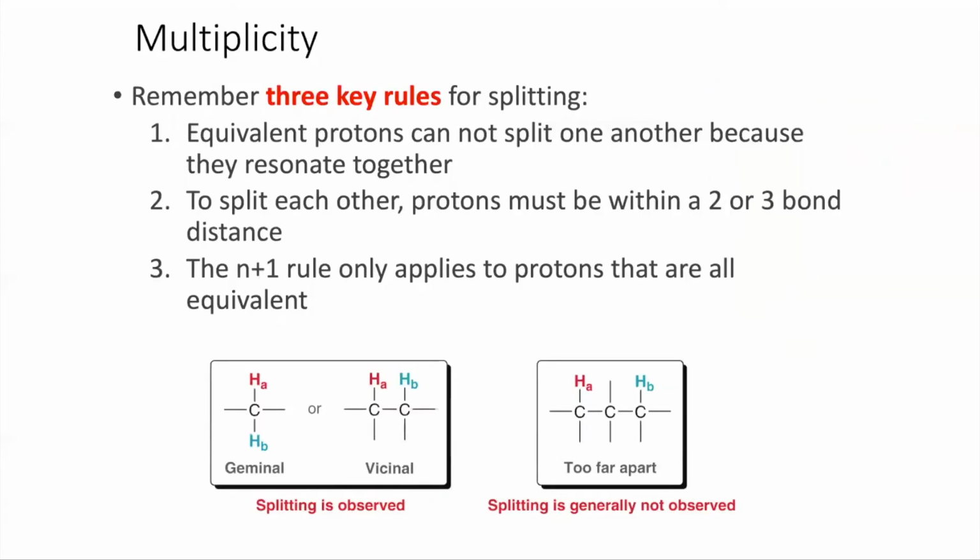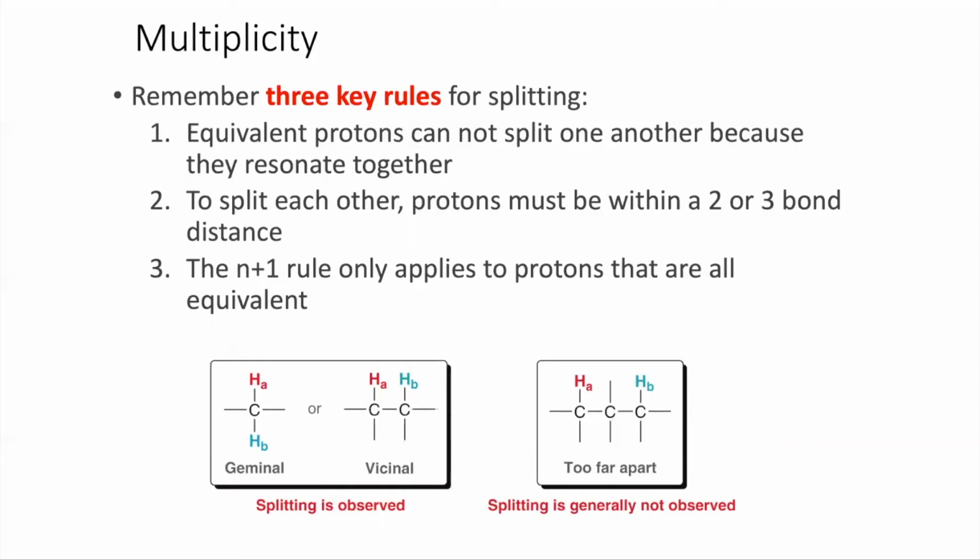So there are three key rules for splitting. Equivalent protons cannot split one another because they resonate together. To split each other, protons must be within 2 or 3 bond distance. And finally, the n plus 1 rule only applies to protons that are all equivalent.